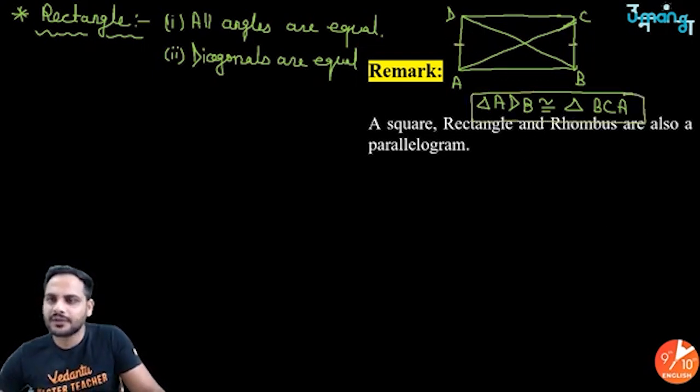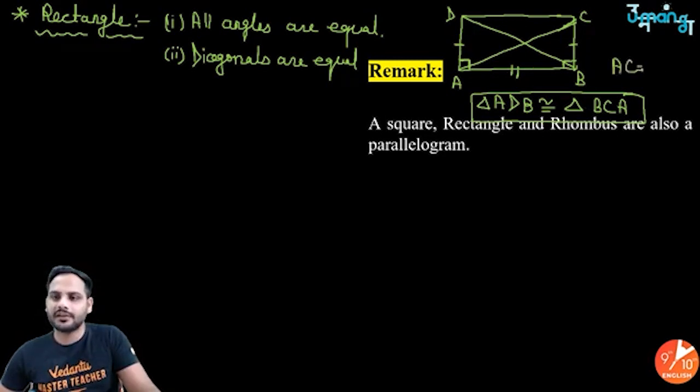AD is equal to BC. Angle A and angle B are both 90 degrees and AB is the common side for both of them. Right? So AD is equal to BC, angle A is equal to angle B and AB is the common side. So by the side angle side rule, they will be congruent. And if they are congruent, I can say AC is equal to BD. Right? This is the proof.